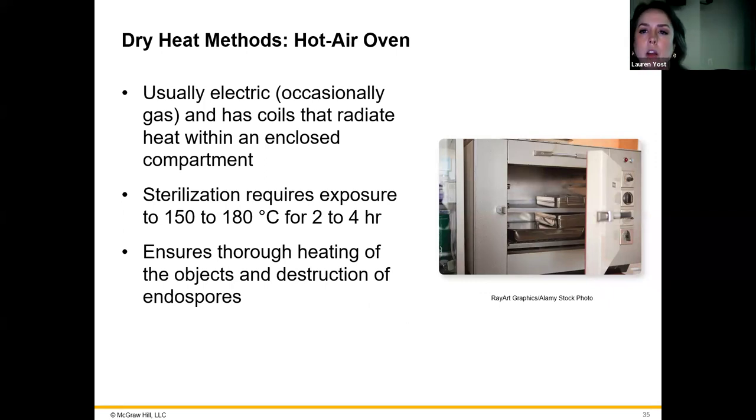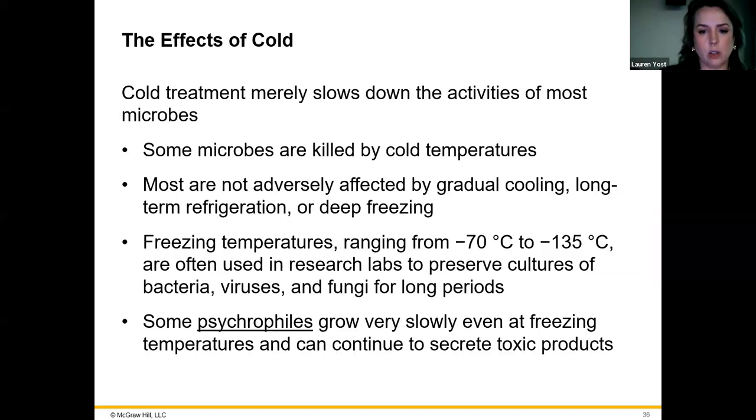Dry heat methods can also include hot air ovens. These can sterilize. We're talking about 150 to 180 degrees Celsius for 2 to 4 hours. So yeah, like literally putting something in a home oven, that would be a very high temperature, but for 4 hours, and that can sterilize things. So that will destroy the endospores as well.